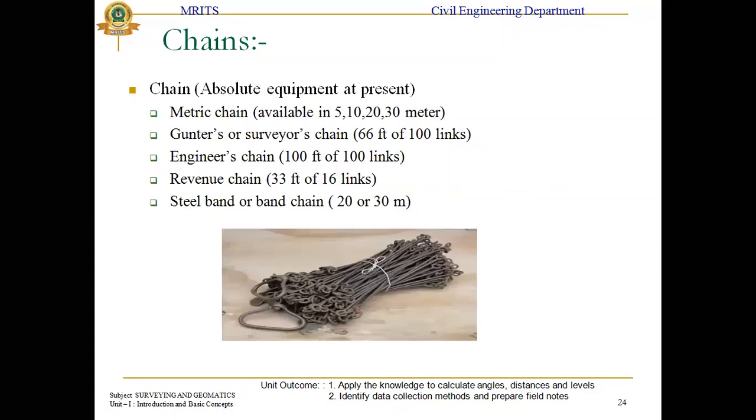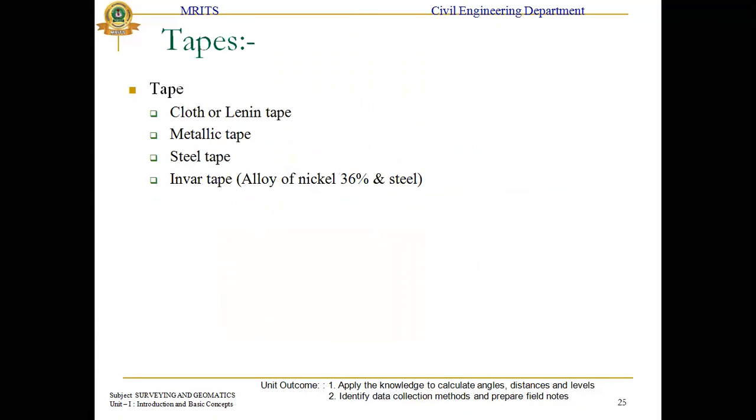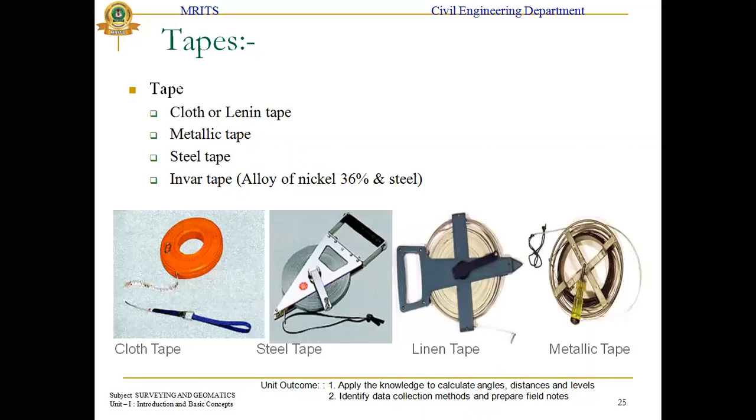How many types of chains are there? Metric chain, Gunter chain, engineer's chain, revenue chain, steel band and band chain, which means 20 meter or 30 meter chain. How many feet is the revenue chain? 33 feet, 16 links. Different areas, different types. How many types of tapes? Cloth tape, metallic tape, steel tape, invar tape; different images are shown here. Steel tape is used for small area measurements, for example door height and window height, and cloth tape is used for measuring different areas.